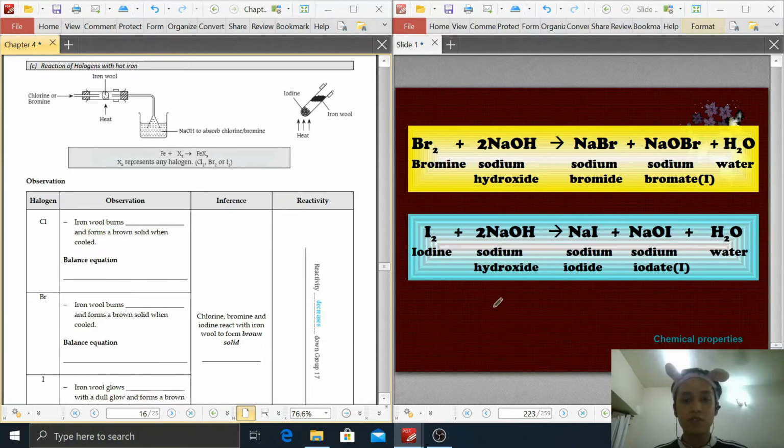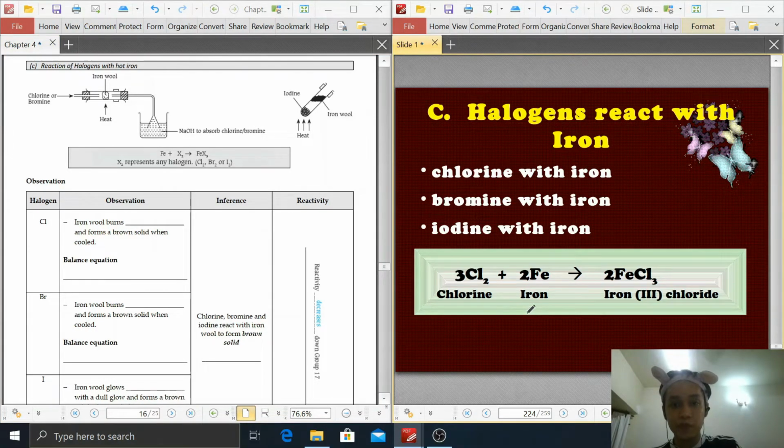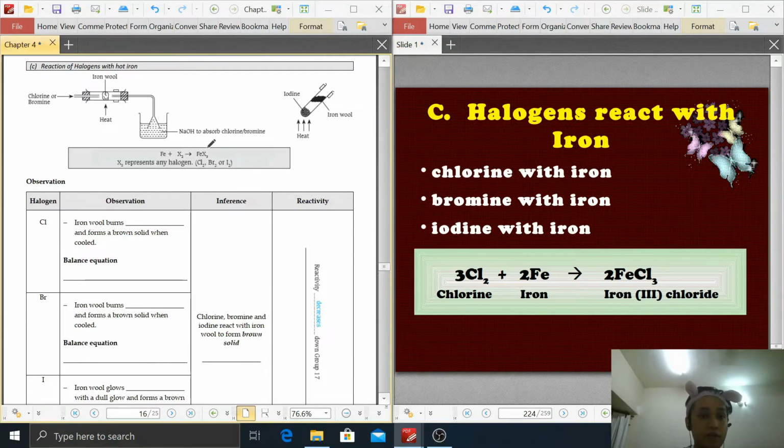Okay, so this one is very important. Technically what you're going to get is the iron chloride or the iron halide. So for this one, FeX3, this one can also be called iron halide. Depending on what type of halogen you are using, it will be iron chloride, iron bromide, or iron iodide. The iron here will be 3 plus.